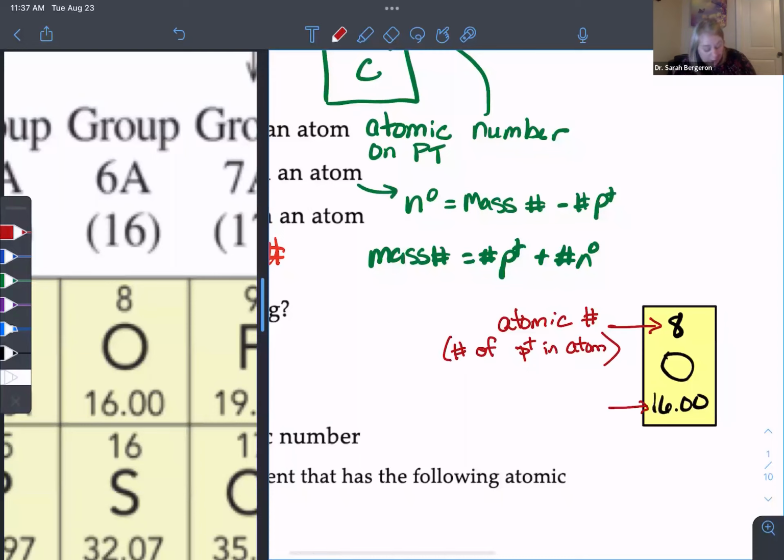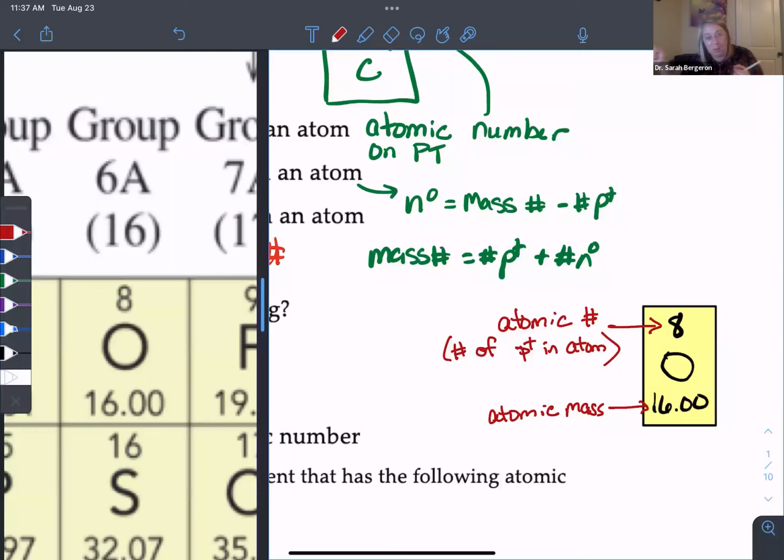Well, if I look here, I have this number 16. This is my atomic mass. My atomic mass is a measurement of the average mass. It's really the average mass of all the atoms of oxygen. Now, all the atoms of oxygen are not quite the same. Some of them weigh a little bit more than others because they have different numbers of neutrons.